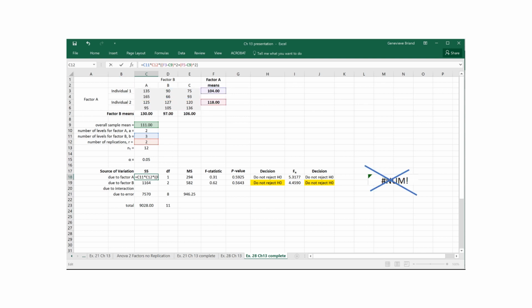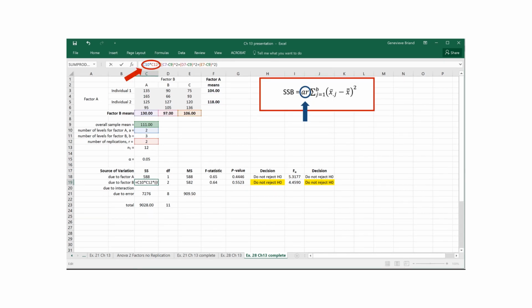Once we've modified the algebraic expression for sum of squares due to factor A, the error messages disappear, but we still need to modify the algebraic expression for sum of squares due to factor B and write down the one for the interaction effect before we get our final values for F statistics and P values.